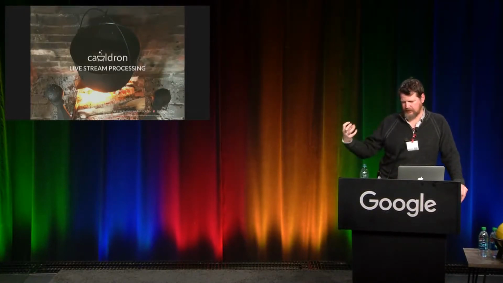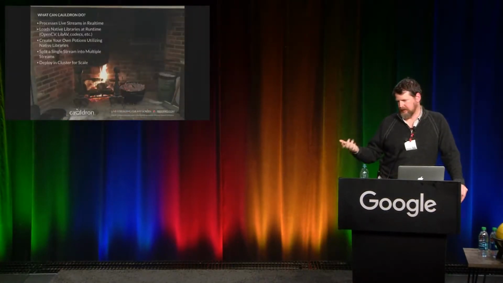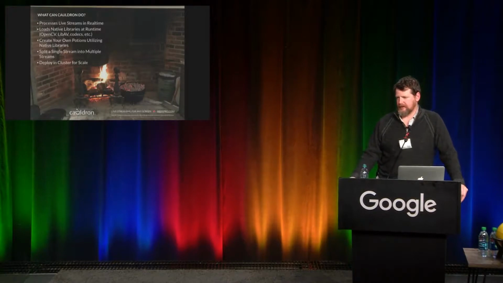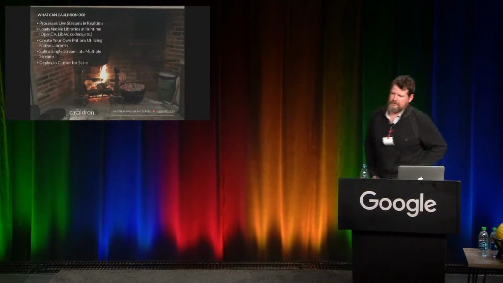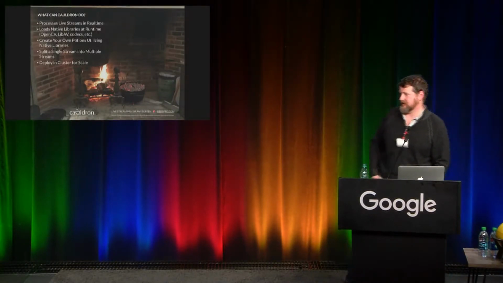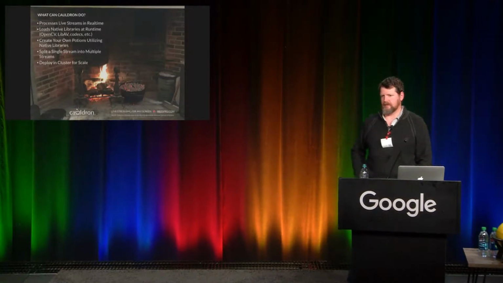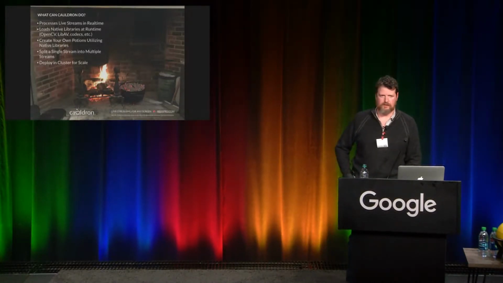And it basically is a node that sits in and can do things like transcoding, face detection, and a whole lot of other stuff. So it processes streams in real time. It loads native libraries of your choice. That's kind of the key thing. So if you have a C library that you want to use, you can actually load it in and call methods from it to do specific work.